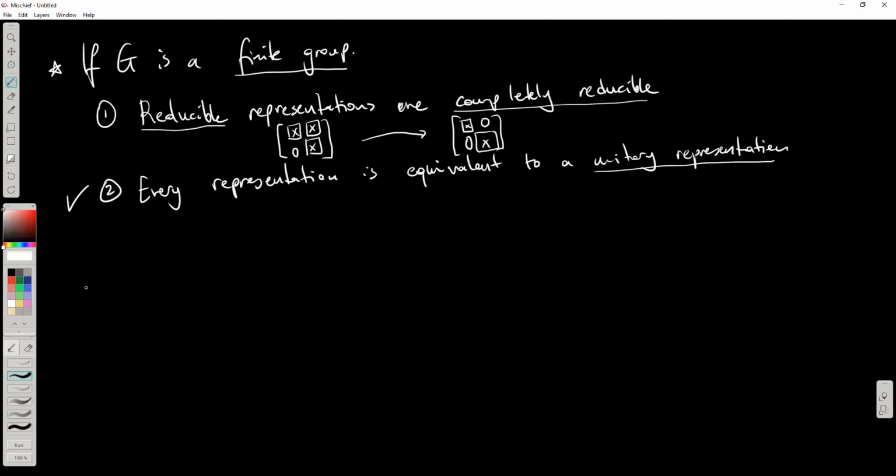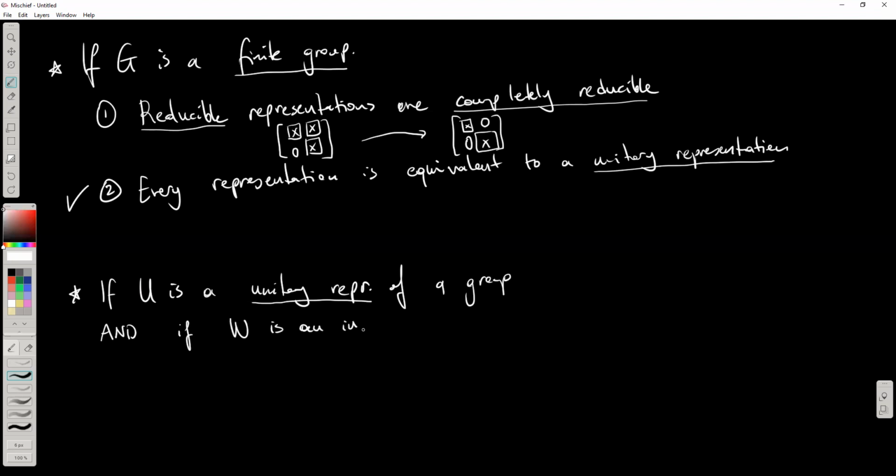So the idea is something like that. This is true whether the group is finite or infinite, right? So if U is a unitary representation of a group, it doesn't matter what the group is. As I said, it can be an infinite group as well. But it's a statement about the unitary representations. And if W is an invariant subspace of this representation, then the conclusion is that W perp is also an invariant subspace.